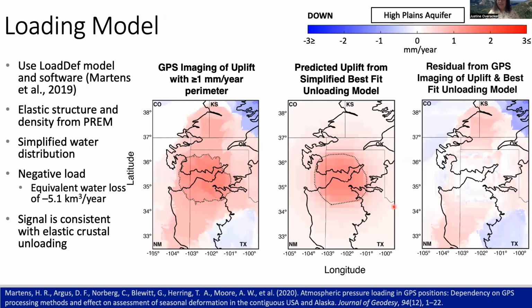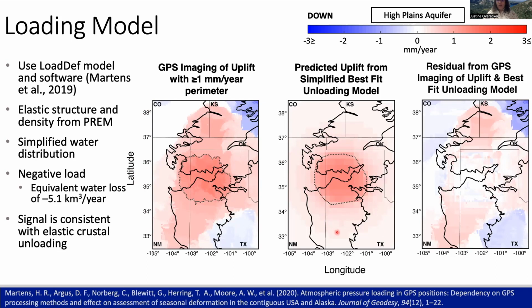So we develop a very simplified unloading model using the LoadDef software and preliminary reference Earth model, PREM, elastic structure to estimate the freshwater mass unloading rate needed to best match the observed uplift. So the observed uplift is here, just zoomed in. This is our model. So the perimeter of mass change, unload, is based on the region of vertical velocities here, with a rate of 1 millimeter per year or greater. And this perimeter was simplified to minimize the effects of bootstrapping here.